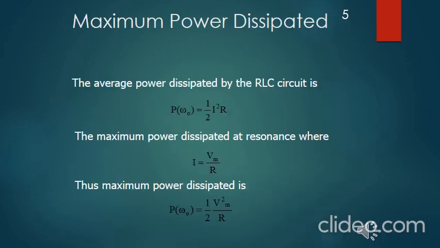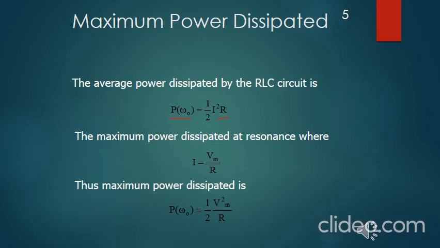Next, what is the maximum power dissipated? We can find out the maximum power. The average power dissipated by the RLC circuit at omega naught is P. That means the power at the cutoff frequency is known as the average power, and we can get the equation as half I square R. How can we measure that? We know that at omega naught maximum current passes through. That means I maximum.